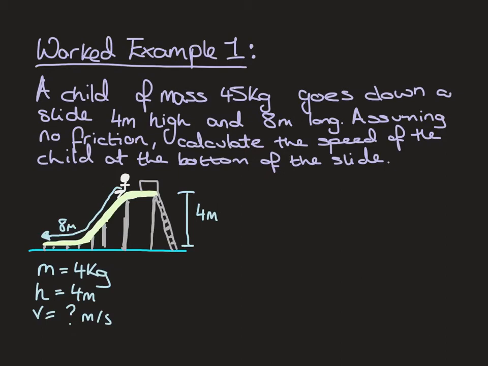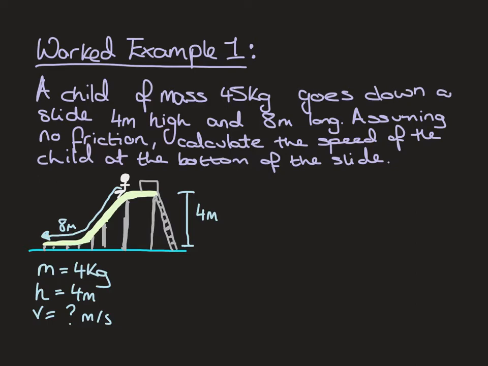So the first thing we're going to do is draw ourselves a diagram like this and write down our knowns and our unknowns. So here I know the mass is 45 kilograms, I'll put that in just a second. The height is 4 meters, and we don't know the velocity or the speed of the child at the bottom, and that's what we want to know. And I always write that with a question mark so it's easy to remember what we're trying to achieve. Here's the slide that the child is going to go down. It's 8 meters long but 4 meters high.